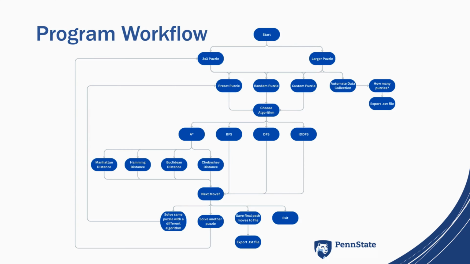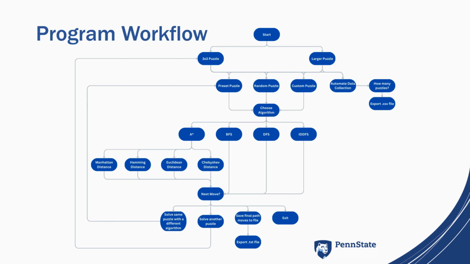Or they can create a custom puzzle, which the program will not only test for solvability, but also for an incorrect input, such as a missing 0, repeated numbers, or numbers out of range. If any of these issues arise, the user will be prompted to enter a different start state.